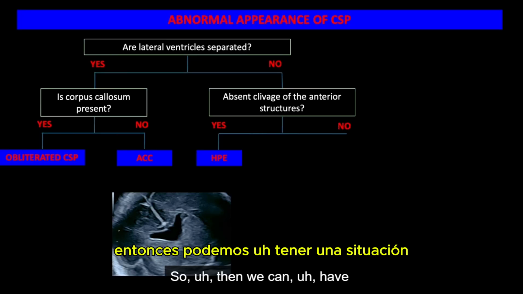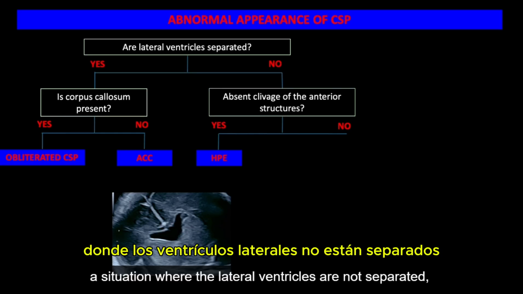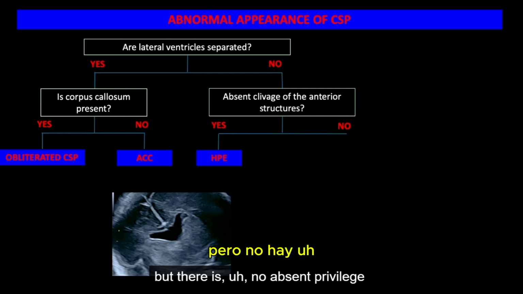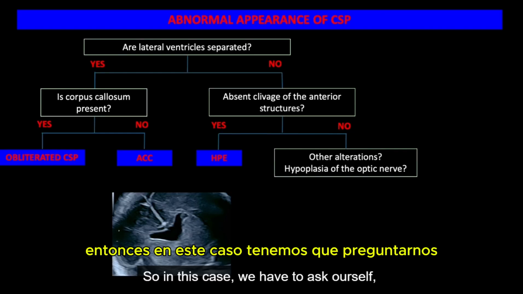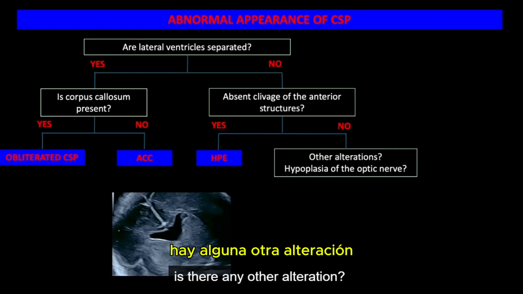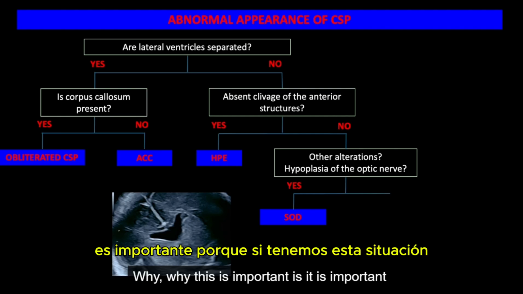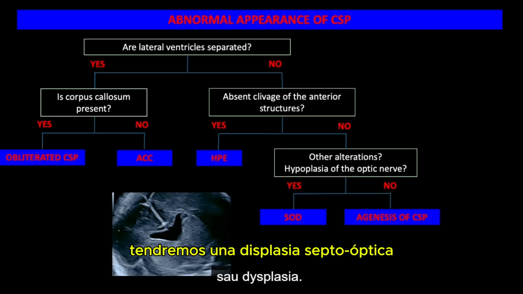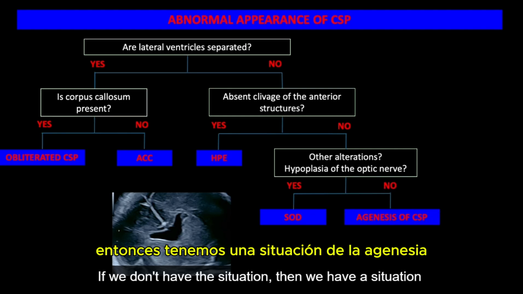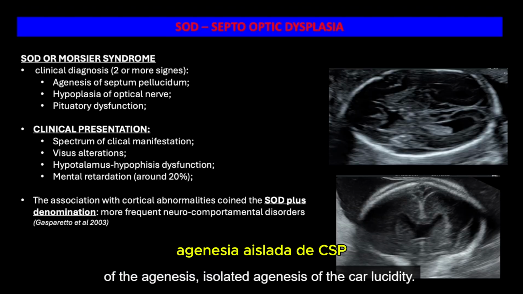So then we can have a situation where the lateral ventricles are not separated, but there is no absent cleavage of the anterior structures. So in this case, we have to ask ourselves, is there any other alteration? Is there a hypoplasia of the optic nerve? Why is this important? It is important because if we have this situation, we will have septo-optic dysplasia. If we don't have this situation, then we have isolated agenesis of the cavum septi pellucidi.